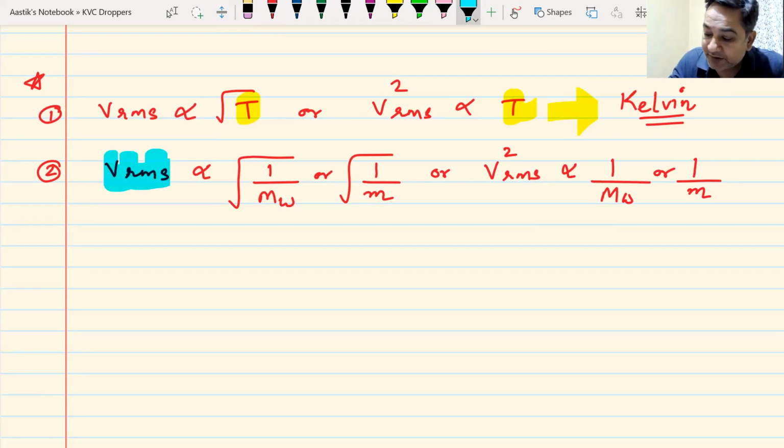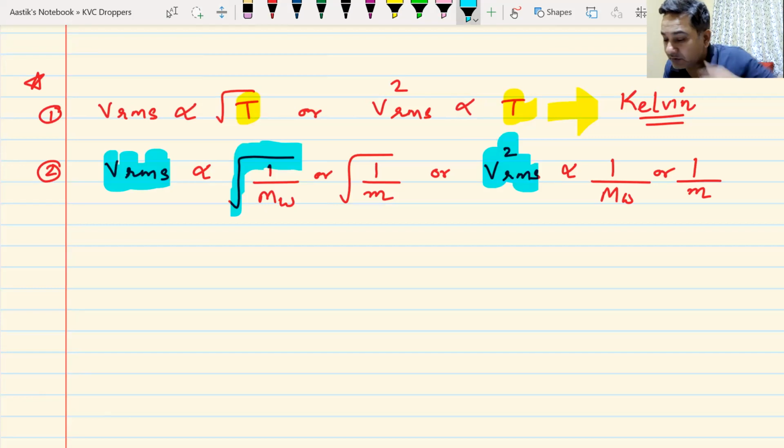Remember the difference. Here it is VRMS and here it is root. Here it is VRMS squared, and therefore the root has disappeared. Please remember this.